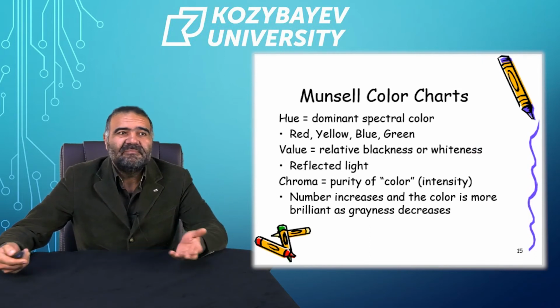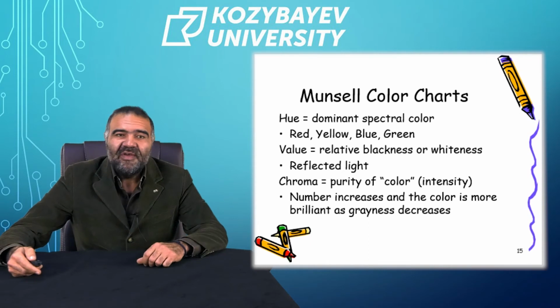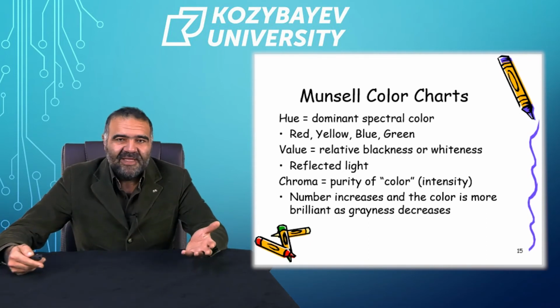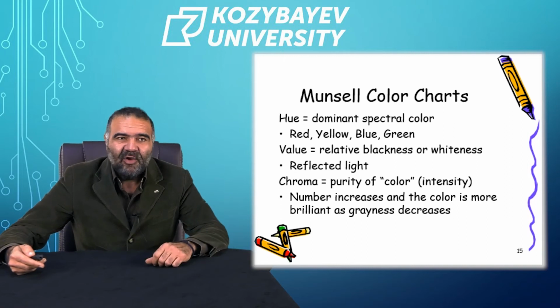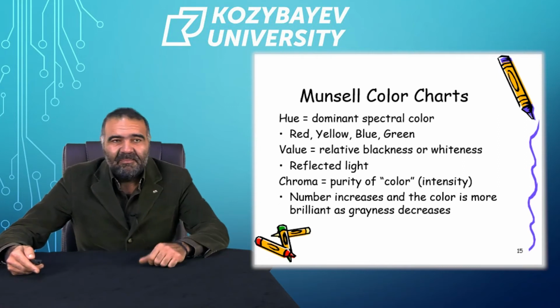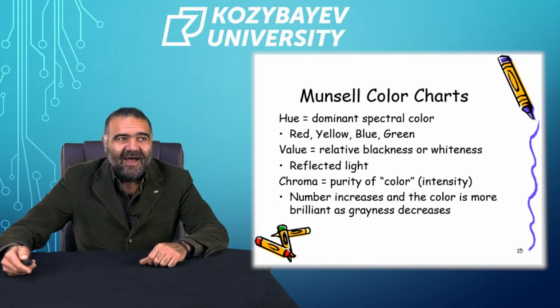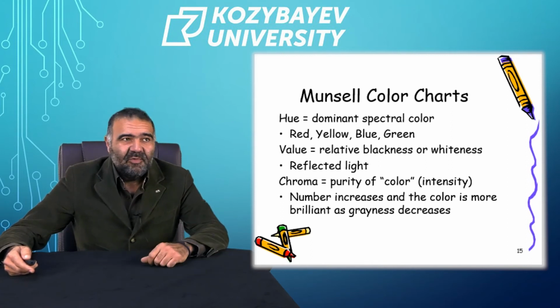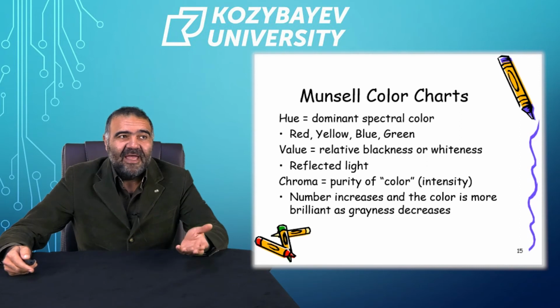To identify the color using this system, we use some color charts. We don't need to use all the colors in the system because in the soil we can never find some colors, like for example purple or violet. Using these charts, we are going to determine the hue, the dominant spectral color.